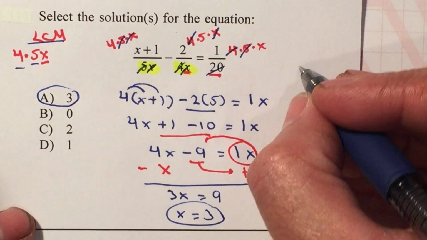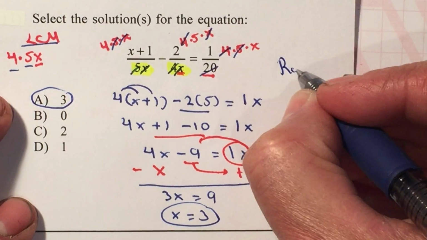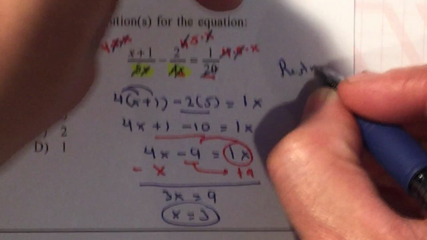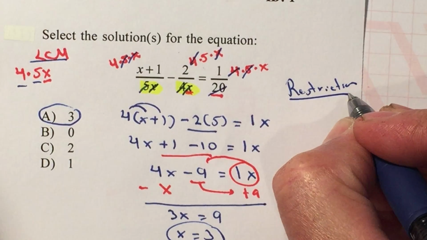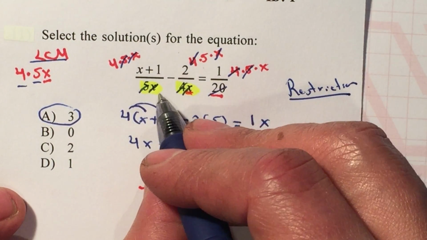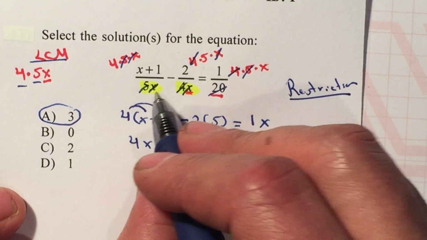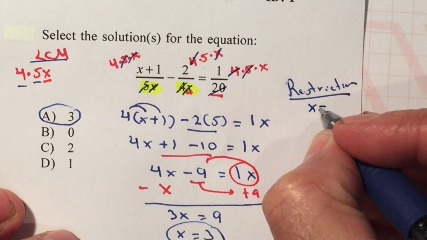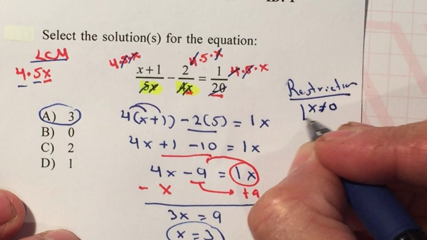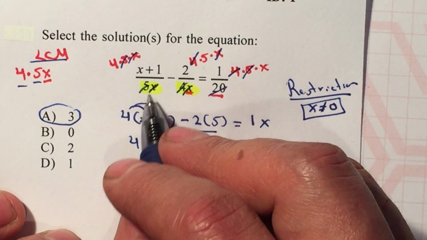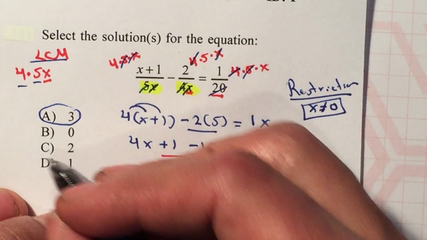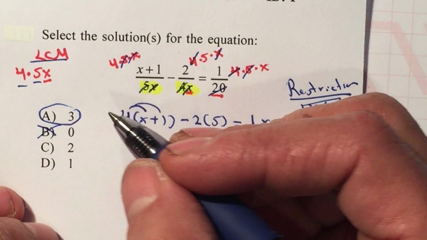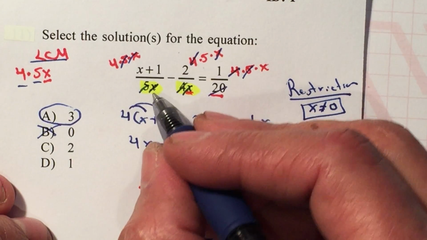Now remember that we do have what we call restrictions. What are the values that x cannot be equal to? Your denominator cannot be 0. So what value will make this 0? X cannot be equal to 0, because if x is equal to 0, this will be a 0, which will be undefined. So letter B can never be an answer on this specific problem.